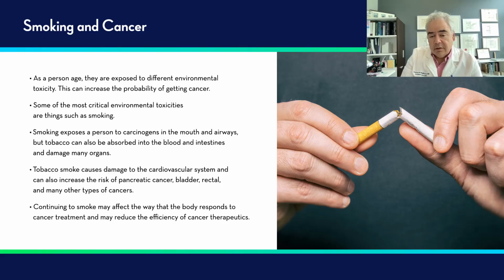The next thing that is related to the development of cancer is exposures. As a person ages, they're exposed to many different environmental toxicities. These can increase the probability of getting cancer. Some of the most important environmental toxicities are things such as smoking. Smoking exposes a person to carcinogens, not only in the mouth and airways. Tobacco smoke might also be absorbed into the blood and into the intestines and damage many organs.